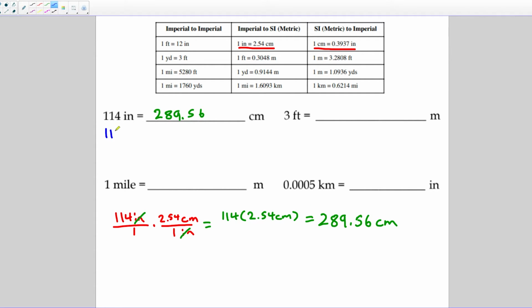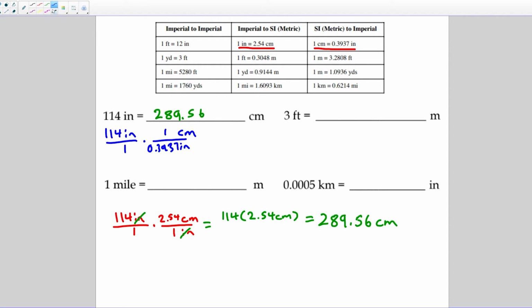Our work is going to start off exactly the same, 114 inches divided by 1, and we're going to multiply by our conversion factor. We're still going to have inches on the bottom because, again, we want inches on the top and then inches on the bottom so we can actually get rid of those units, which means that centimeters will be up top. The only difference is now we know that 1 centimeter is the same thing as 0.3937 inches. Some of you guys will already notice what's different about this method, or rather this pathway.